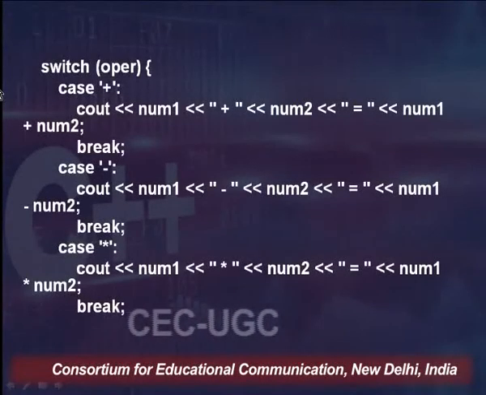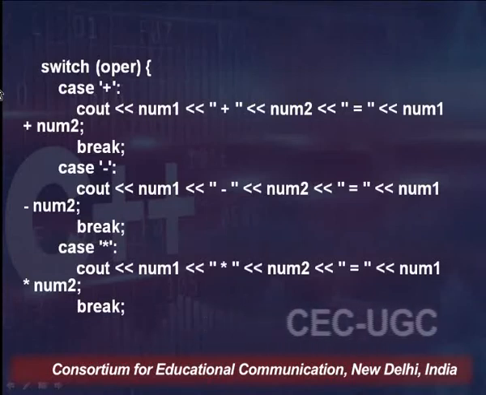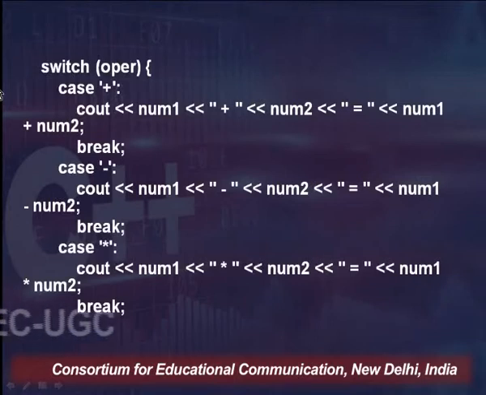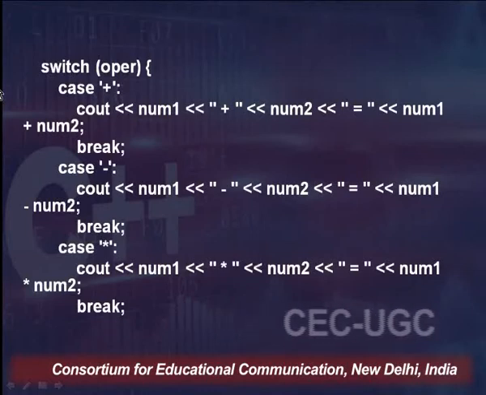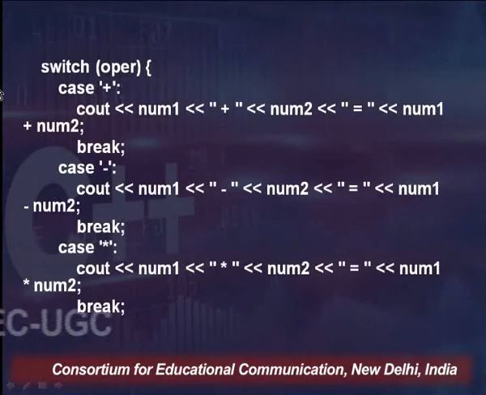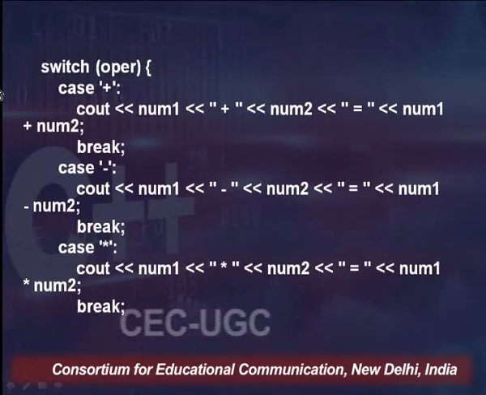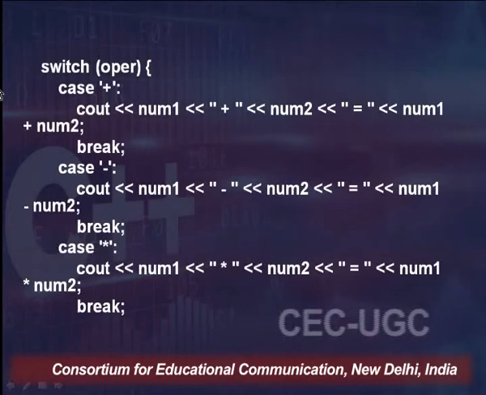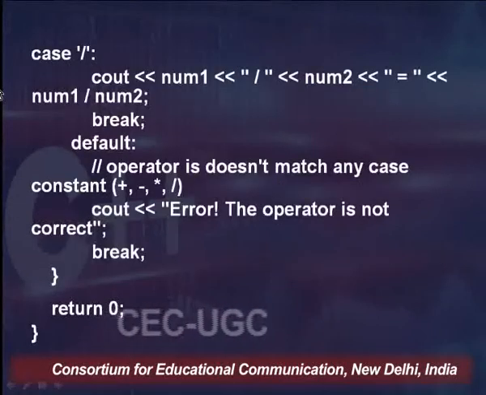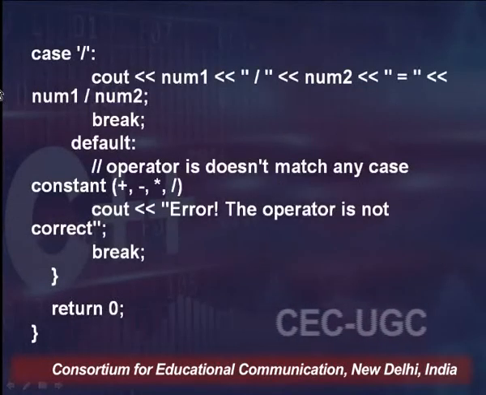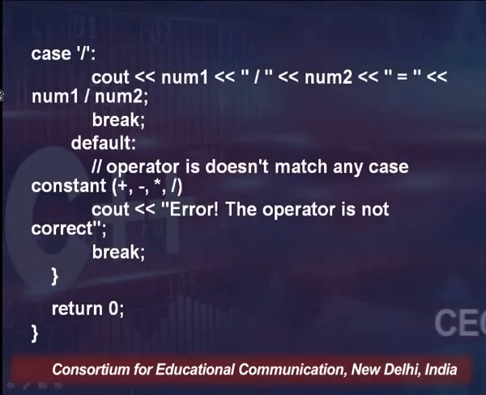this switch OPR; character variables are allowed in case of switch. So, switch OPR, if the case is plus, then the sum of the two numbers will be printed, break. If the case is minus, then the subtraction of the two numbers is printed. If the case is multiplication, the multiplication of the two numbers is printed, followed by a break in each and every case. And if it is division, the division of num1 and num2 is printed.